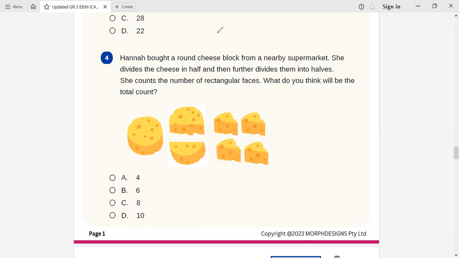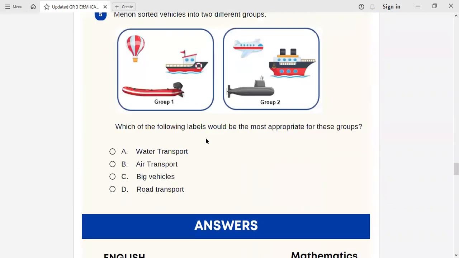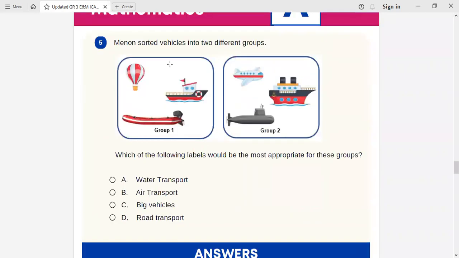Let's move on to the last question, which says, Menon sorted vehicles into 2 different groups. Which of the following labels would be the most appropriate for these groups? Let's look at the name of the labels. It says water transport. Now, if I look at group number 1, water transport, not water transport. That means I cannot use water transport for this group, let alone the other group.